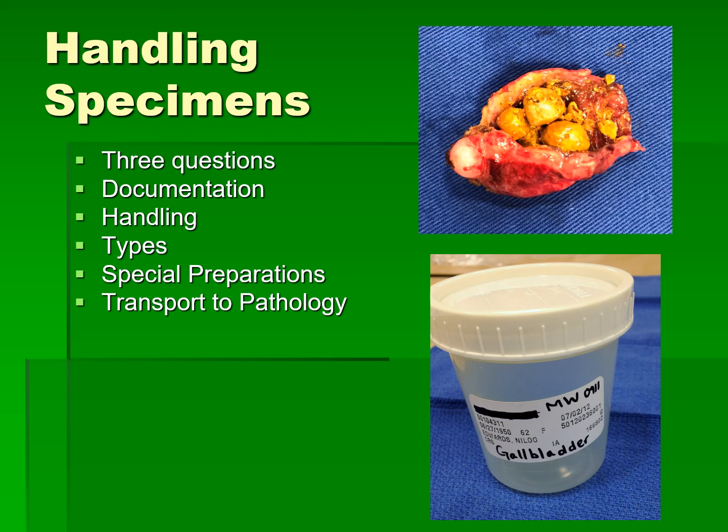Handling specimens. So as the surgical tech, you will be handling specimens and you may be labeling them or communicating to the circulating nurse what the surgeon wants the specimen to be labeled. Okay, so for me, as the surgeon, I always want you to ask me 3 questions about the specimen. The first one is, what is it? Okay, what is it? How would you like it sent?